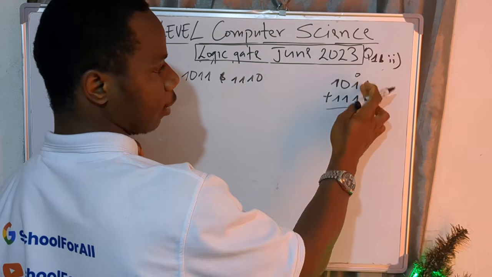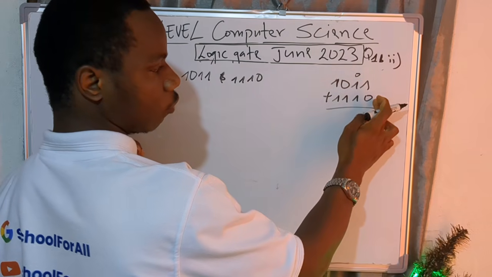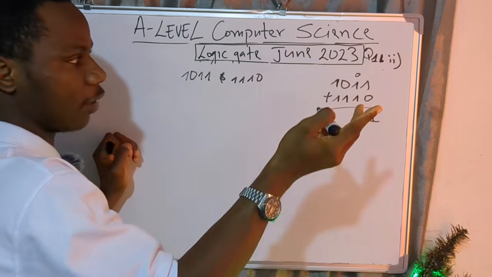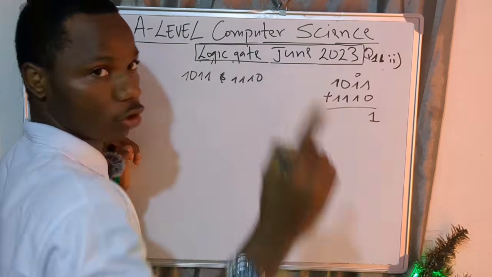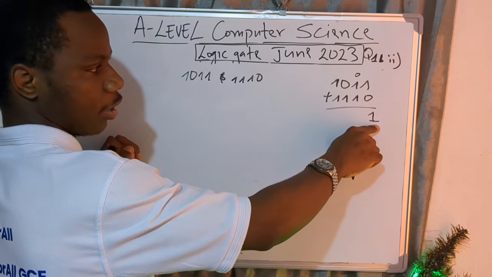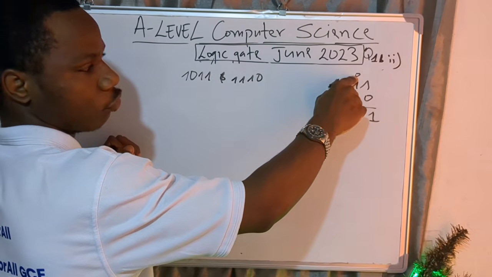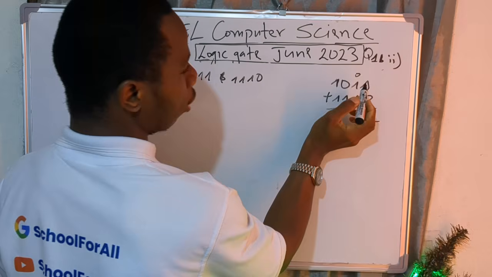This is half adder here. 1 plus 0 is what? Is the sum of two inputs, and this is a half adder. And half adder produces what? Sum and carry. And what's the sum here? The sum is 1. It means that the carry automatically should be what? 0. Good.